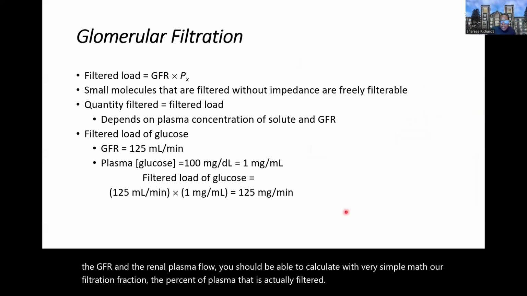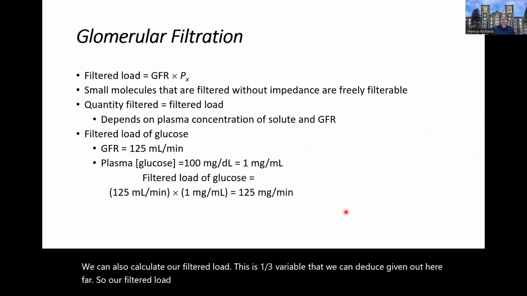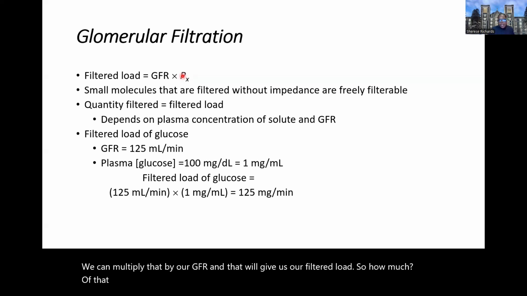We can also calculate our filtered load. This is a third variable that we can deduce given our GFR. So our filtered load is going to be dependent on a specific molecule. So we're going to take a molecule X, for example, and if we know the plasma concentration of molecule X, which is this here, Px, we can multiply that by our GFR, and that will give us our filtered load. So how much of that molecule X is filtered per minute? And so this is only applicable to small molecules that are freely filtered without any impedance.